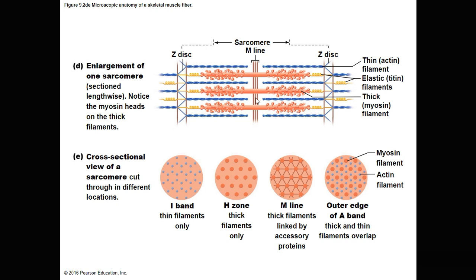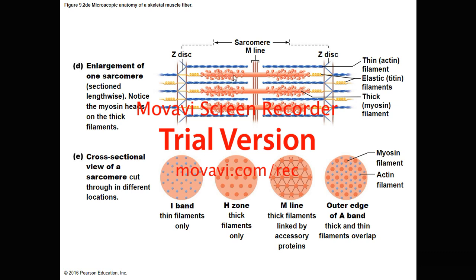H zone, which normally has no thick filaments, is going to disappear because the thin filaments are going to slide into that area, past the thick filaments. It's going to slide into that H zone area. So that H zone is going to disappear. It's no longer going to be just thick filaments.